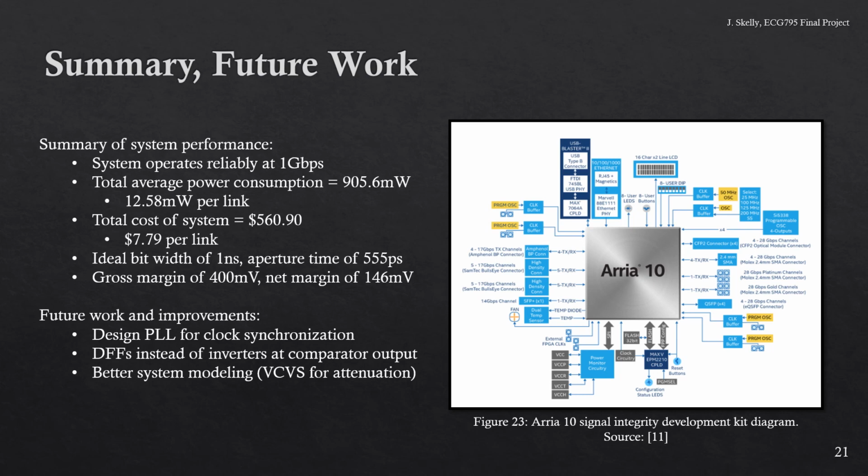The final improvement is to design a digital PLL for the system rather than modeling one with an ideal clock generator circuit. In summary, the system operates reliably at a data rate of 1 gigabit per second with a total cost of $560.90. A total average power consumption of 905.6 milliwatts for the entire system.